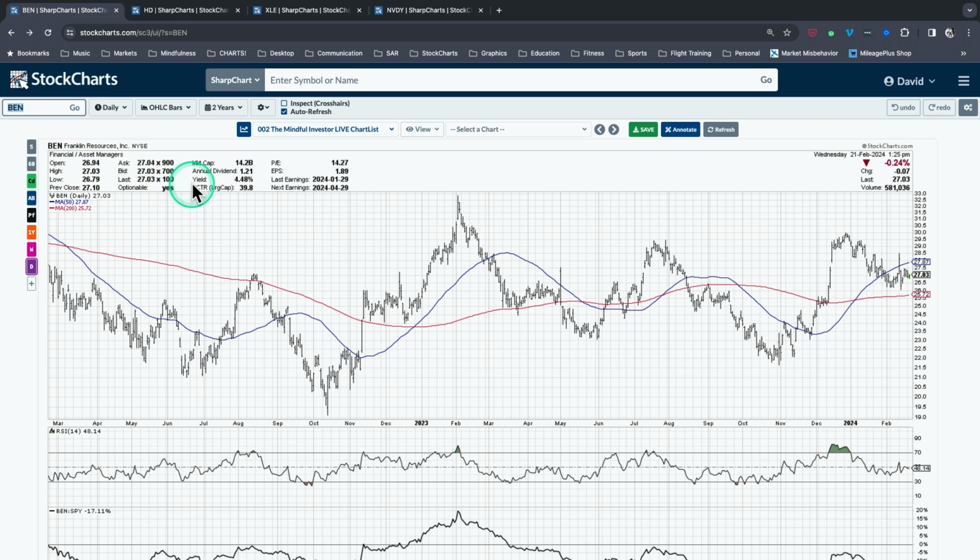So what's that difference? Well, Franklin Resources actually has a pretty decent dividend. They pay about 4.5% over the course of the year. That's your dividend yield. So if you own Franklin Resources at the end of a 12-month period, assuming there are no big changes, you get about 4.5% of the value of the stock paid out in the form of a dividend that you get as dividend income.